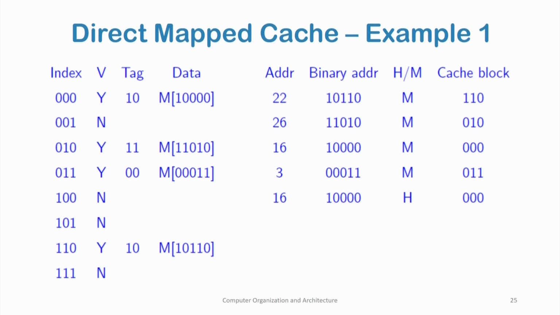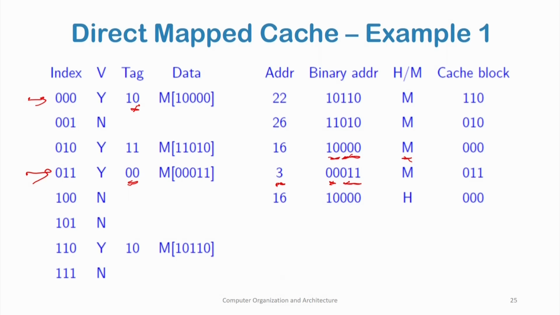Next 3 memory accesses, we access 16. So, the line index is 000, the tag field is 10, we have a miss in cache, and we put it into the cache. Next we access 3. So, the line number is 011, we again have a miss in cache, and the tag is 00.